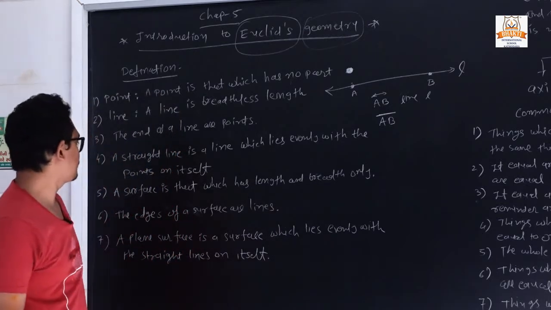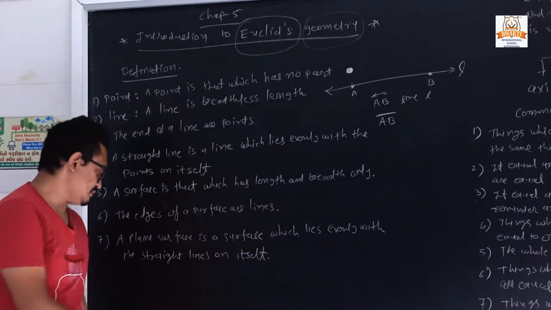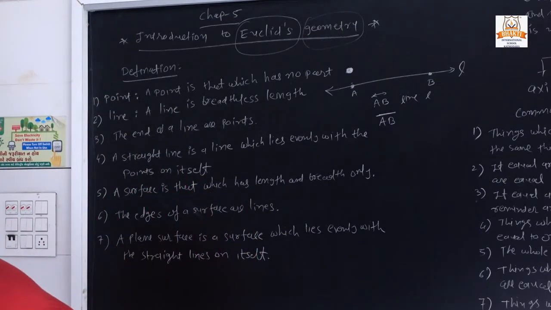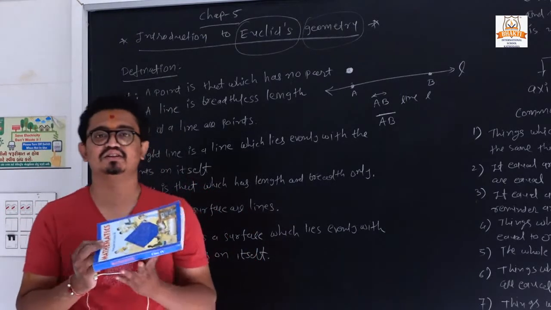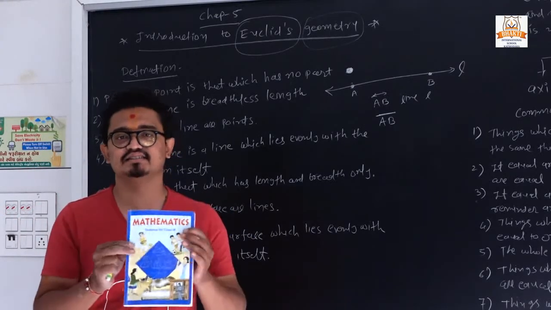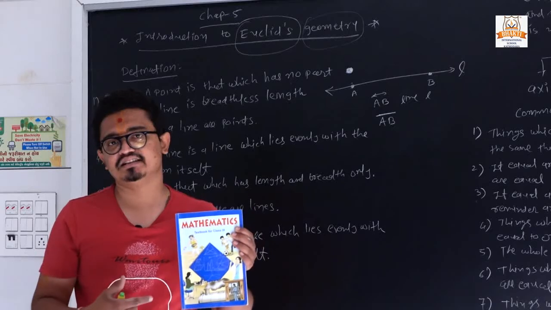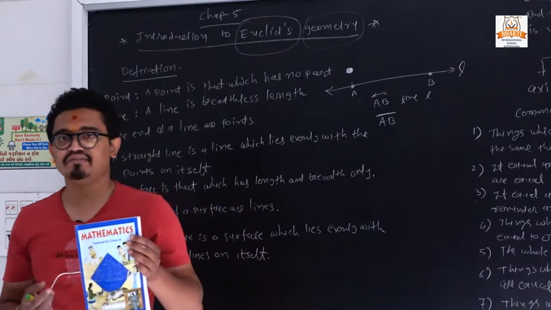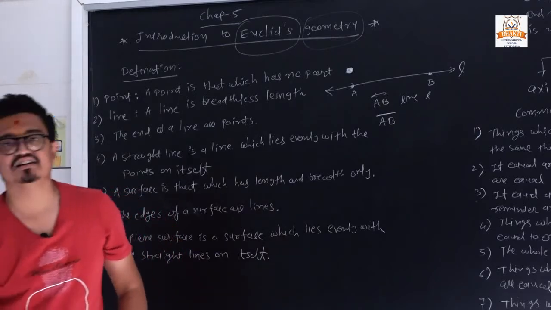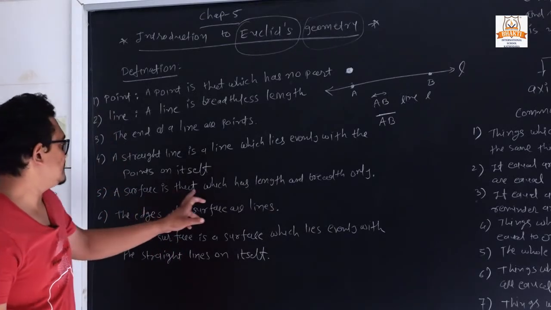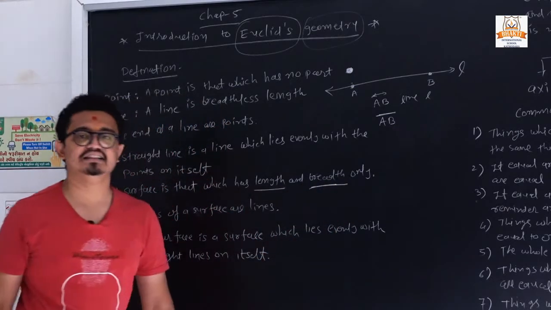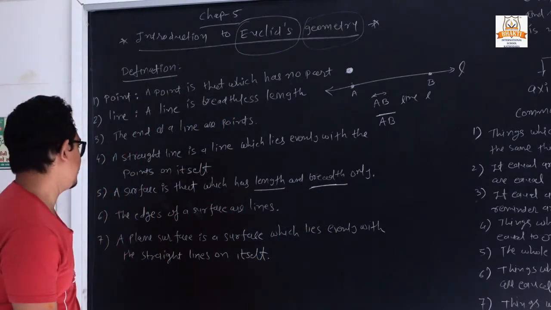Now next, surface. Suppose this is our duster, or we can also take one book. See that book, it has 2 surfaces. Clear? This book has 2 surfaces, length and breadth. So surface means what? If it has length and breadth, we can declare that it is a surface. So a surface is that which has length and breadth.